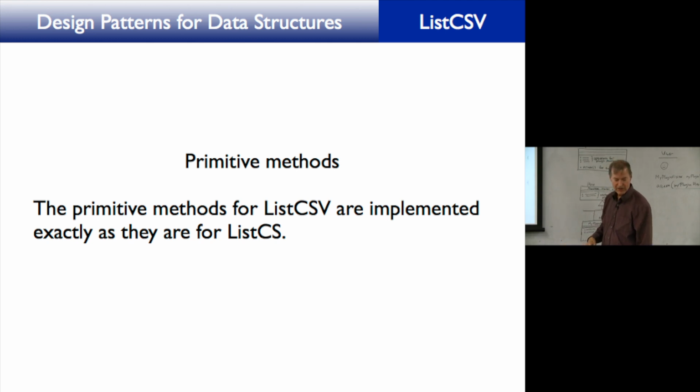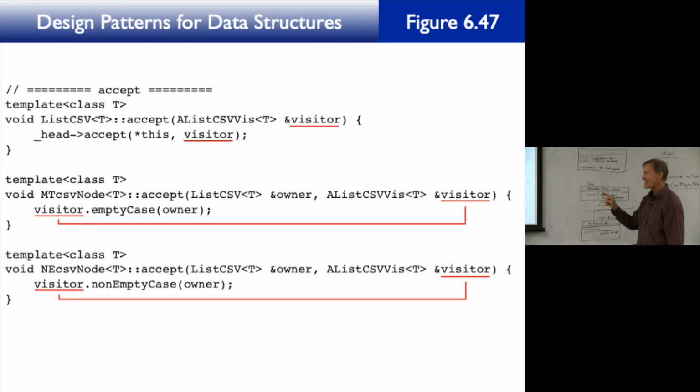All right. So now here, you guys, watch this. This is the code for accept. Look, what does this in the host do? Accept, void list CSV. Accept, now what does accept take as a parameter? A what? A visitor. So you see that is the type visitor, abstract visitor.